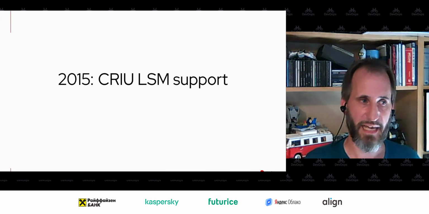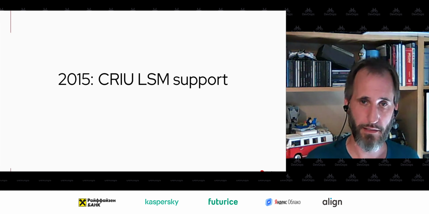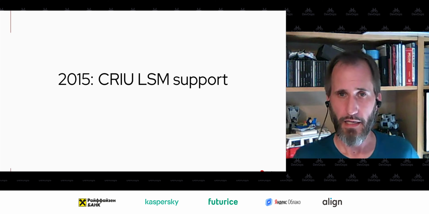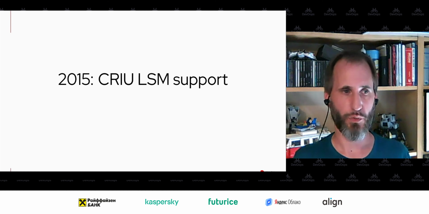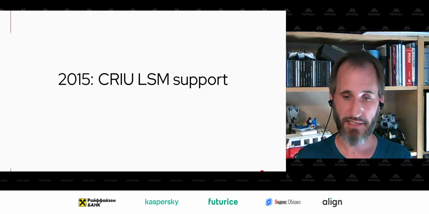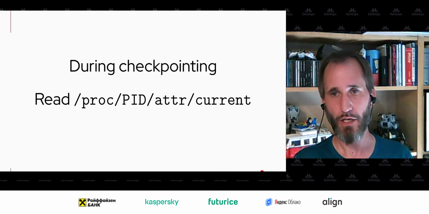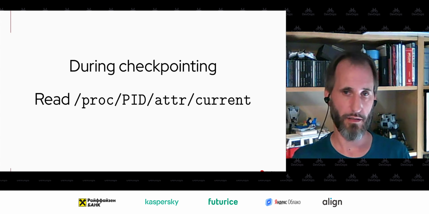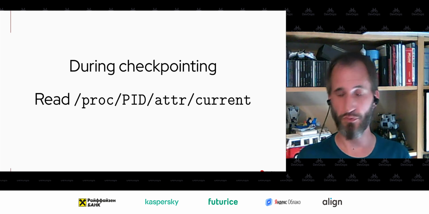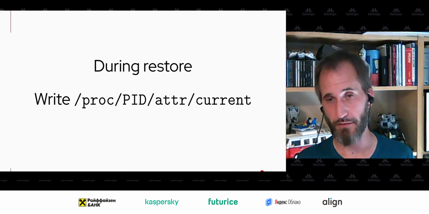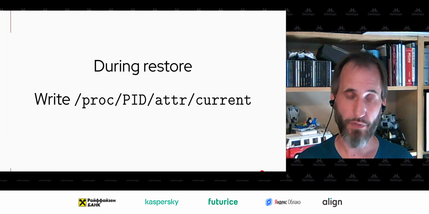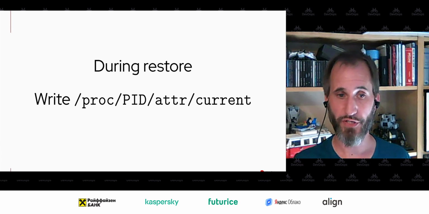CRIU actually had some Linux LSM support since 2015. When this was developed, the main focus was on AppArmor for the LXD integration. What basically happens here is that during checkpointing, CRIU reads out proc-pid attr current to get a label of the process, and during restore, it writes it back. So in the end, it's a pretty simple operation, but the SELinux support was not there yet.